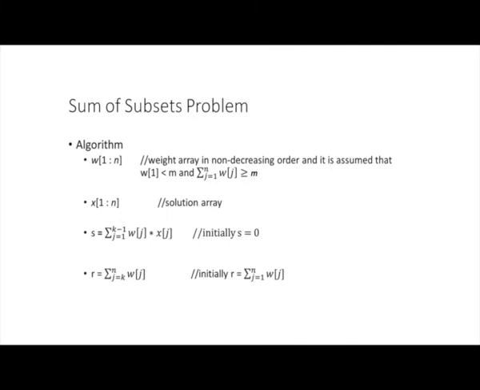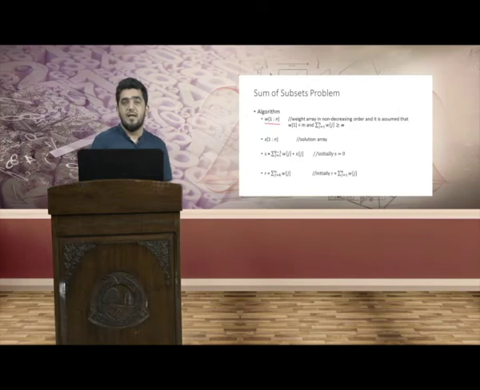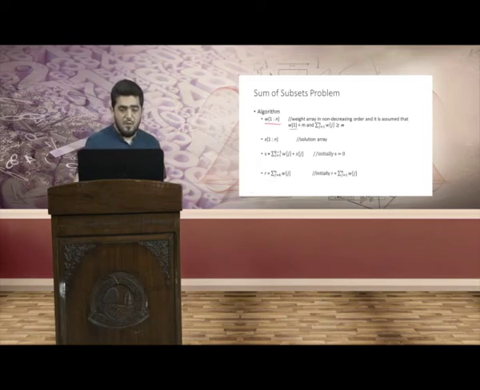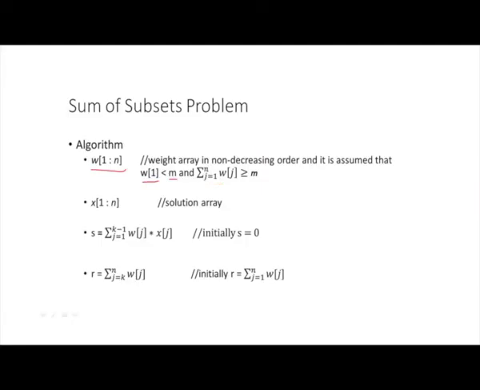Now, in order to design the algorithm, we will use a couple of terms here. One is the weight vector or array from values 1 to n, which we assume has values arranged in non-decreasing order, and also the first weight, W1, has to be less than or equal to m, and the sum of all the weights in this array has to be greater than or equal to m. These are the initial conditions that we are relying upon, otherwise this algorithm might not work correctly.